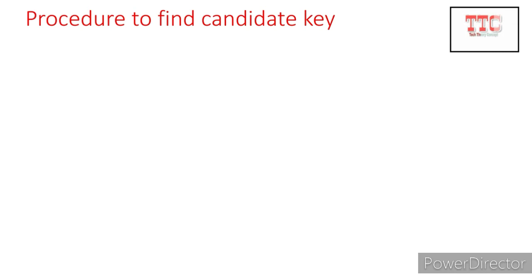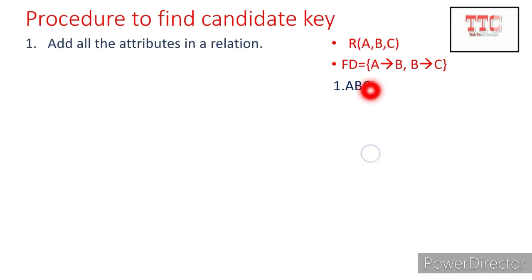So let's start. According to the first step of this trick, we add all the attributes that are present in this relation. In the first step, we write all the attributes, that is A, B, C. We are doing this because if we find the closure of this set of attributes, it will be a super key in this relation, because in any relation at least one super key is always present if we combine all the attributes of that relation. So this is our first step.